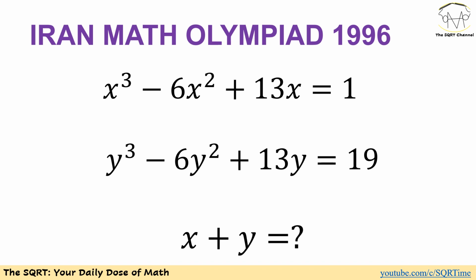Now we have another equation very similar to the first one. Here we have y cubed minus 6y squared plus 13y equals 19. As you can see, the difference between the first equation and the second equation is just the constant value that we have. The first one is 1 and the second one is 19. Now it asks to find y plus x here.